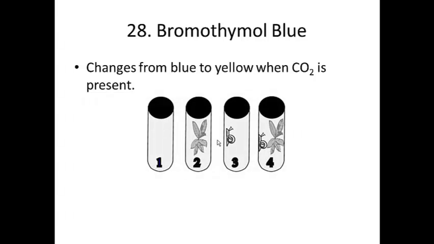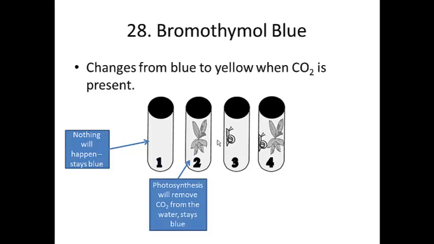So if I were to have my 4 beakers here, beaker 1 has got nothing, beaker 2 is a plant, beaker 3 has a snail, beaker 4 has a plant and a snail. Nothing will happen in beaker 1 because there's nothing, no processes going on. So if you add bromothymol blue, it will stay blue. Plants will remove any CO2 from the water. So because there's no extra CO2, it's all being taken out of the water. It would stay blue as well.